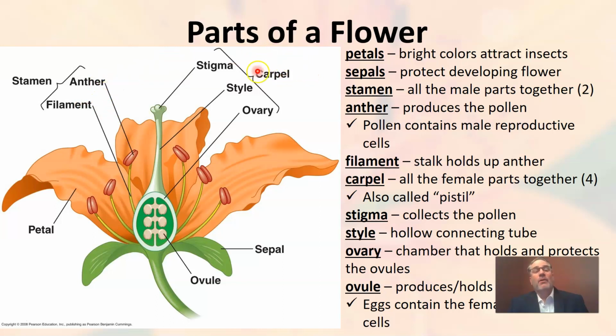We have all of our female parts, which is the carpel or the pistil. The stigma is going to be what collects or gathers pollen. The style is a hollow connecting tube. This ovary is sort of this protective chamber that is around the ovules, which contain the female reproductive cells. And finally, our sepal, which really just protects the developing flower. So those are the parts of the flower, and in addition, that gives you the function of each.